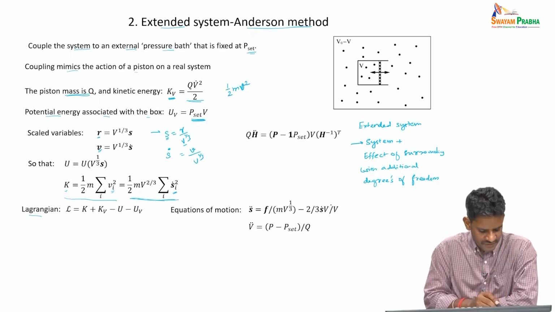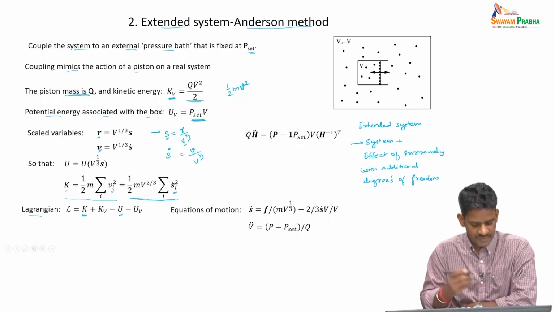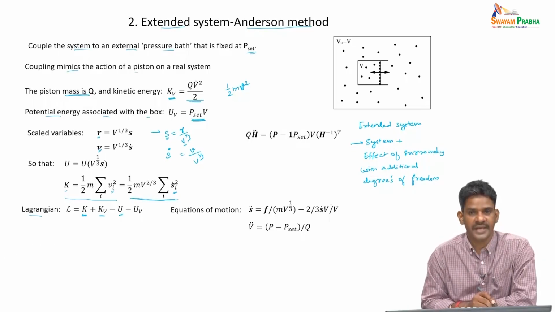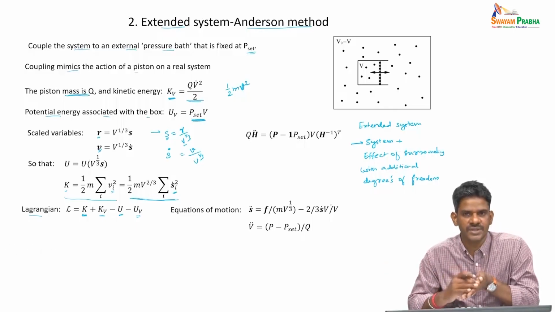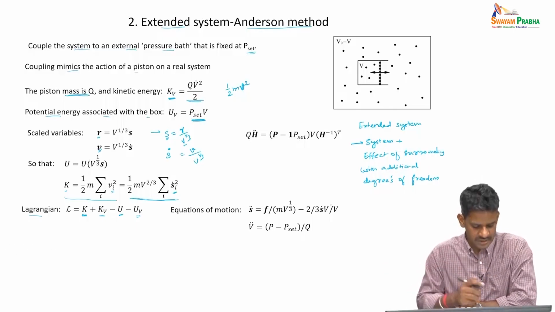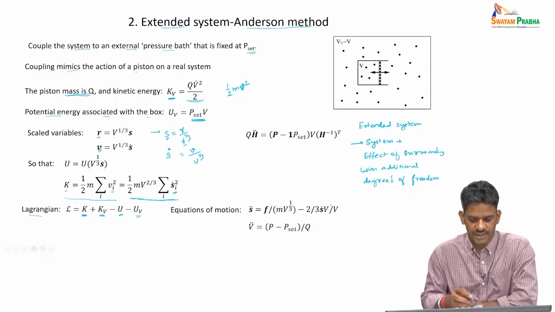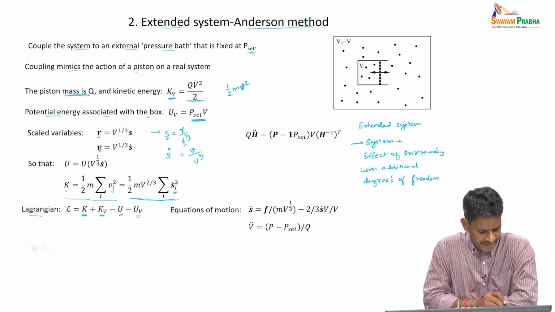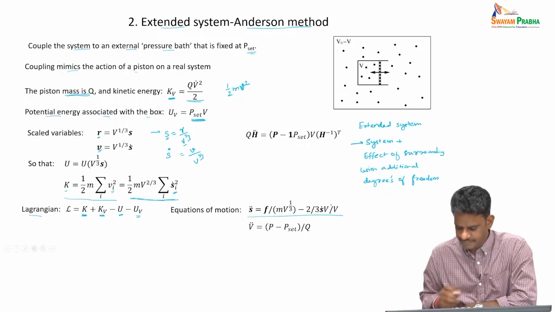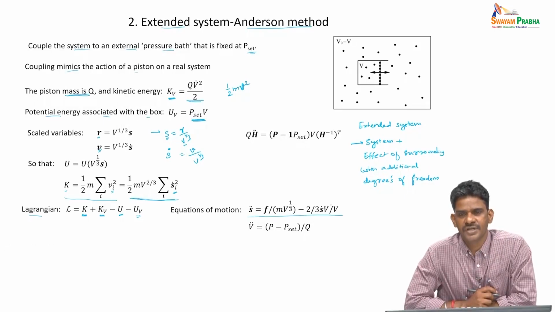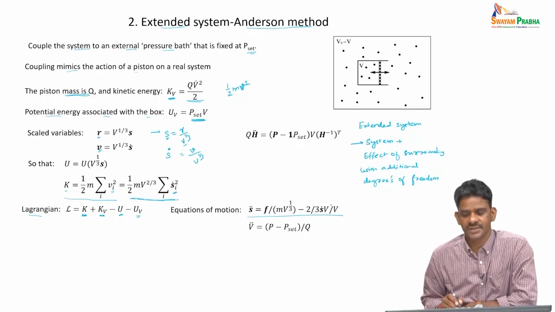Then we can define a Lagrangian, which is the difference between the kinetic energy and the potential energy of the system. In addition to that, we also have the extra kinetic energy and extra potential energy corresponding to this coupling. The effect of coupling of the system with the surroundings is manifested through this additional kinetic and potential energy. Once we have a Lagrangian, we can apply the Lagrangian equation of motion, and we get a second order differential equation for the scaled particle positions. This is a second order ODE.